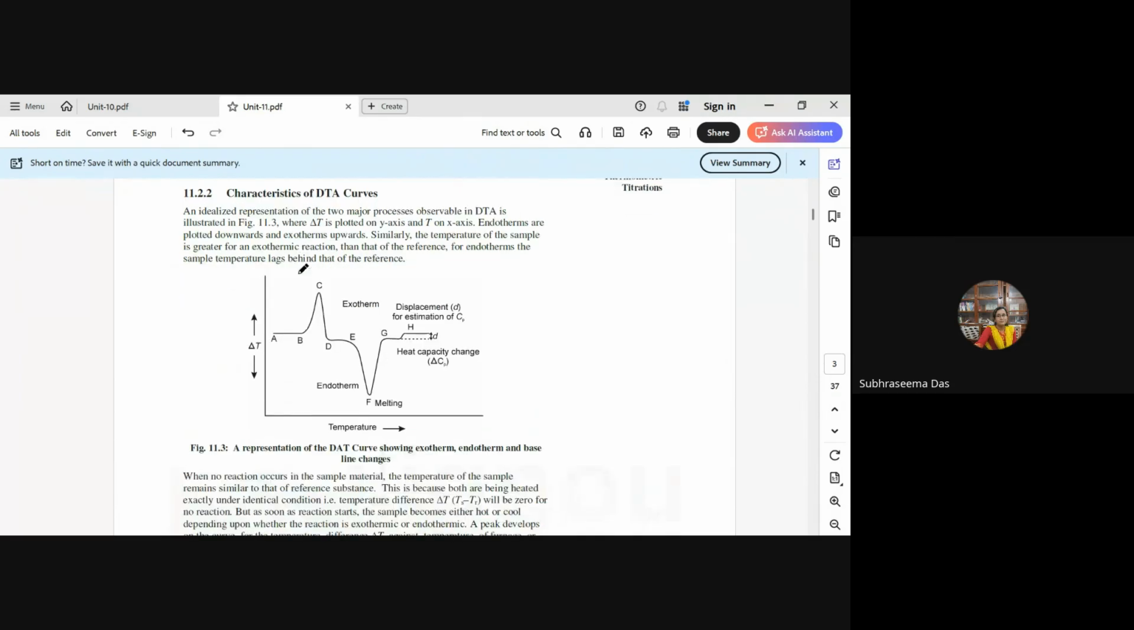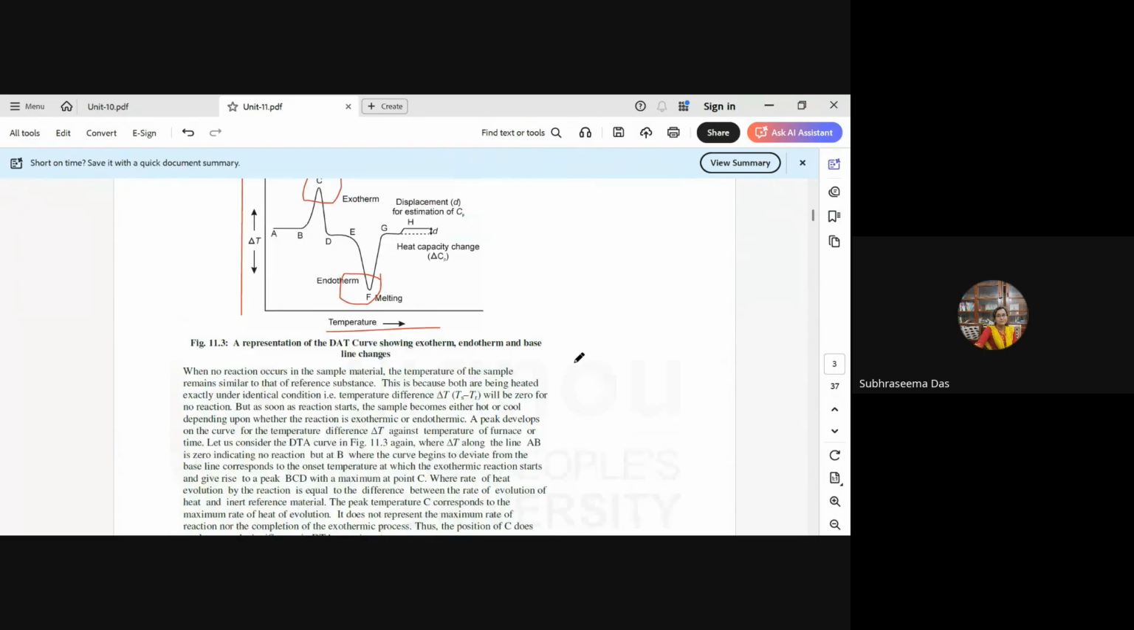So characteristics of DTA curves: when we plot a DTA curve, the temperature is taken on the x-axis, and the change in temperature, that is delta T, is taken on the y-axis. So if we have a downward peak, then it is called an endotherm, and if we have an upward peak, it is called an exotherm.